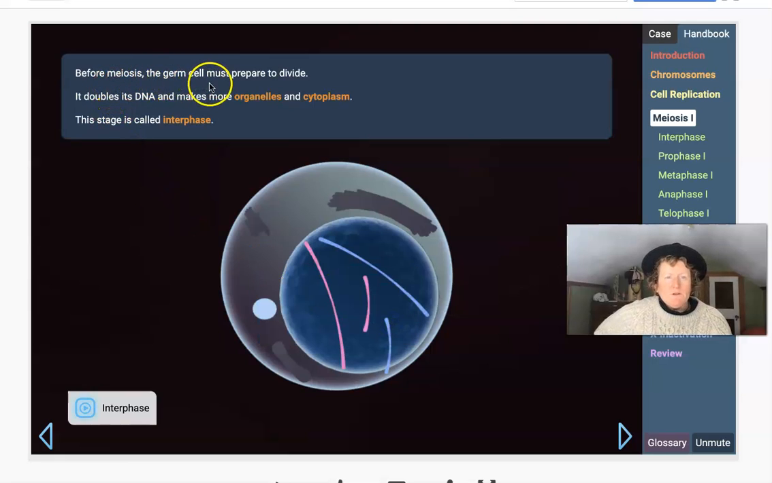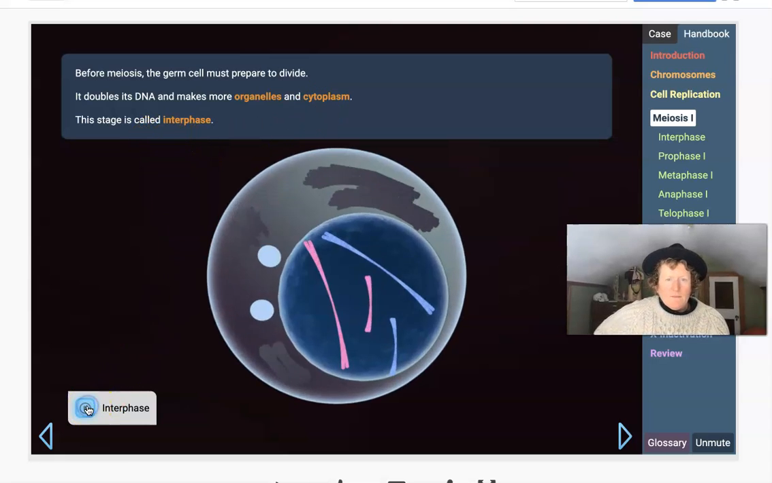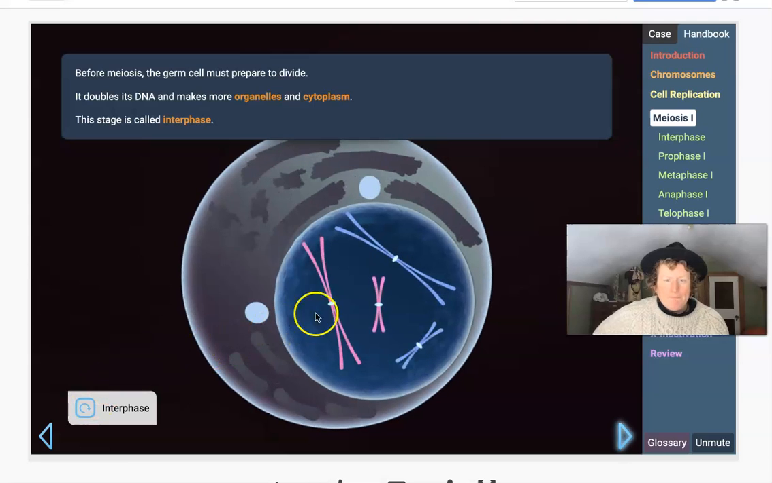Before meiosis, the germ cell must prepare to divide. It doubles its DNA and makes more organelles and cytoplasm. This stage is called interphase. So we can see that each of the chromosomes got doubled, and it's ready to start meiosis.